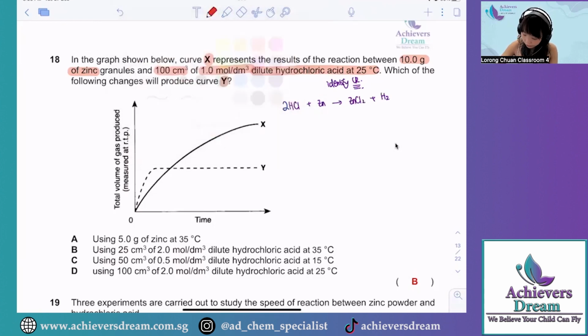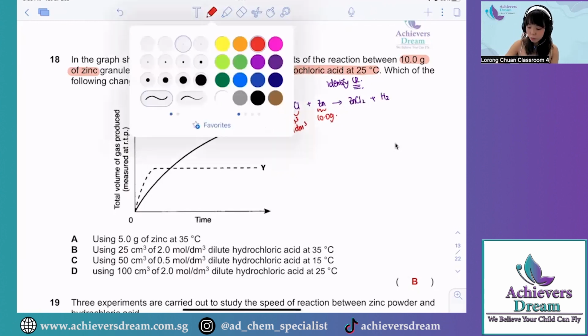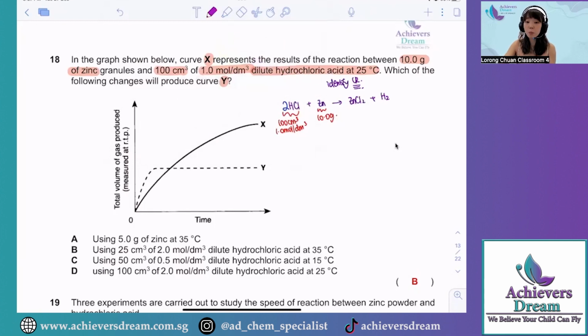Now, I have 10 grams of zinc and I have 100 cm³ of 1 mol/dm³ hydrochloric acid. So my first step would be to calculate the number of moles of both reagents. Number of moles of hydrochloric acid is equal to volume times concentration. So 100 over 1000 dm³ times 1 mol/dm³. So that would be 0.1 mole.